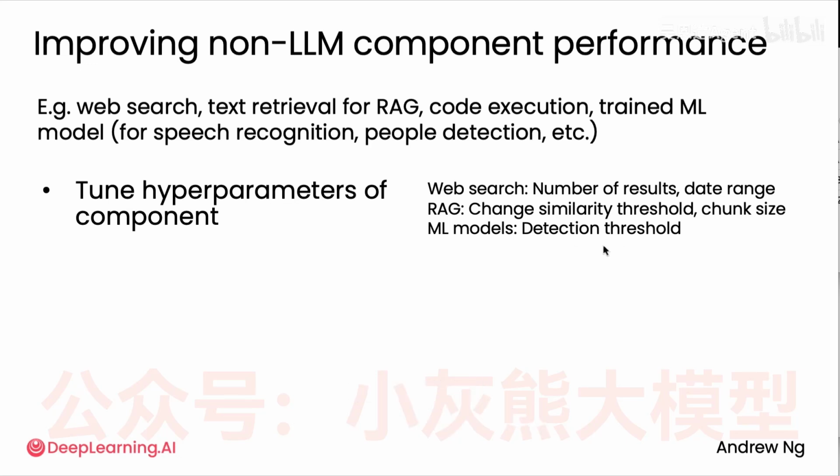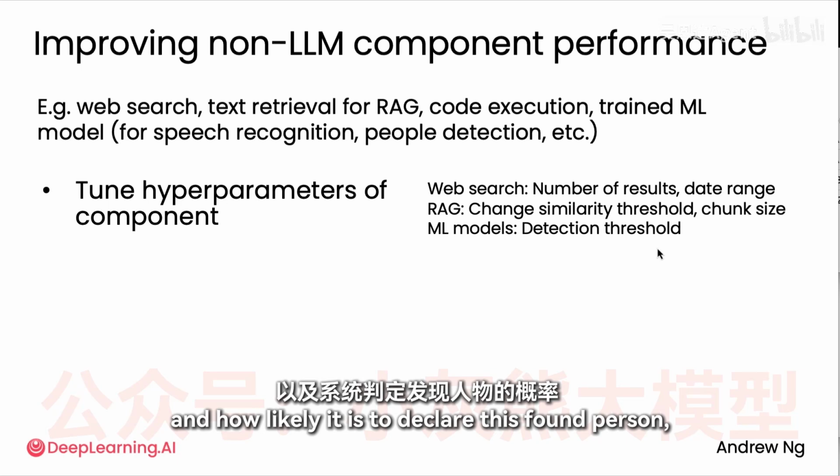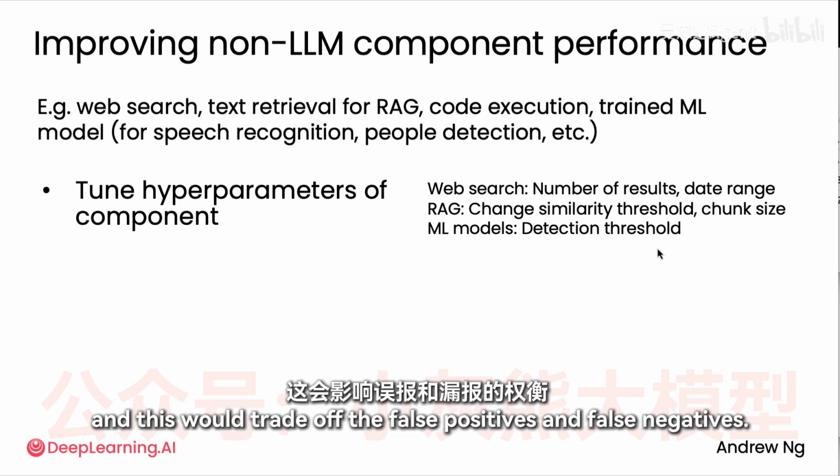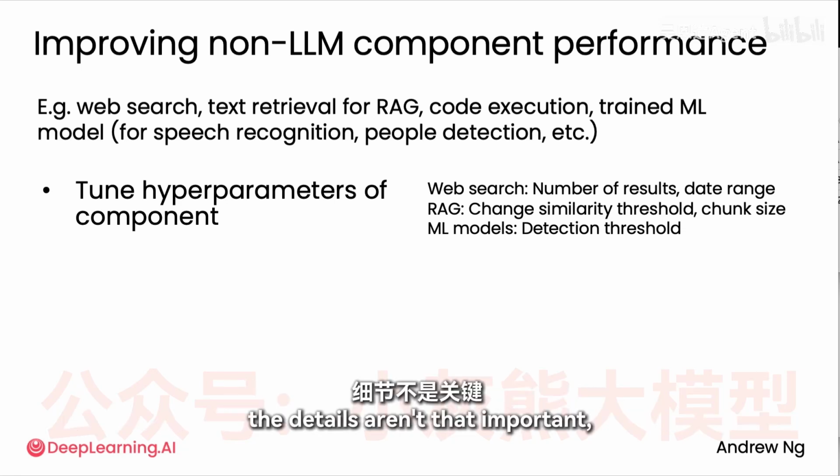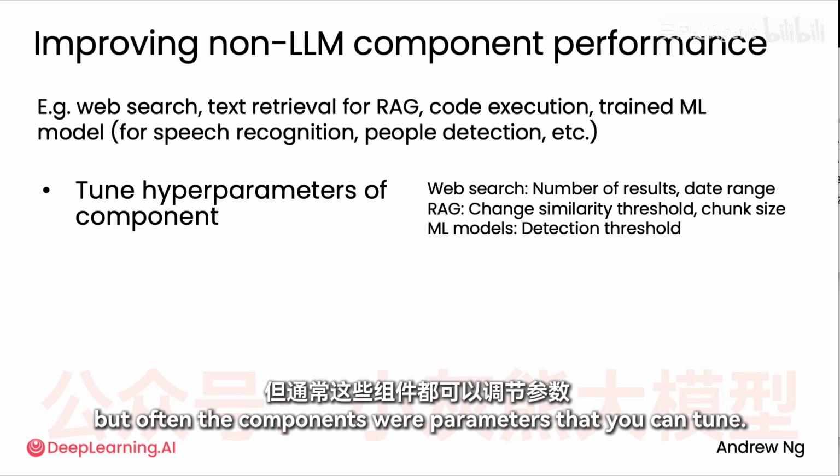Or for people detection, you might change the detection threshold. So how sensitive it is and how likely it is to declare it found a person. And this would trade off the false positives and false negatives. If you didn't follow all the details of the hyperparameters I just discussed, don't worry about it. The details aren't that important, but often these components have parameters that you can tune.